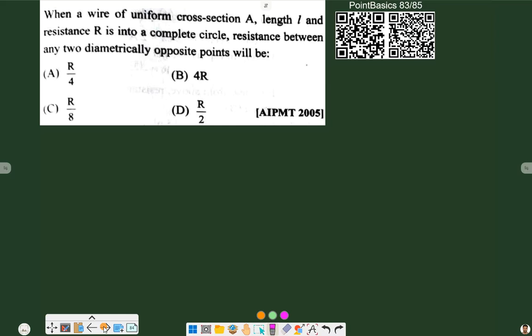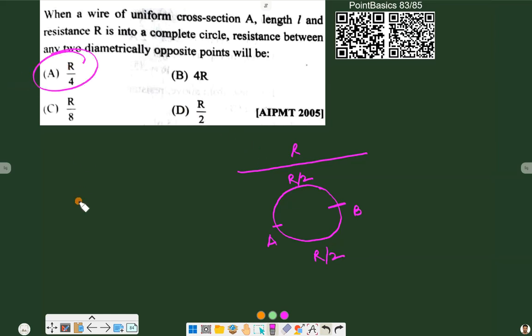Next one, a uniform wire, cross section A, length L, resistance R, is bent into a complete circle. Find the resistance between two diametrically opposite points. So the wire had resistance R. Now if we bend it to make a circle, suppose these are two diametrically opposite points A and B. So we have half wire on the top, half wire on the bottom. Resistance of the upper half is R by 2, for the lower half it is R by 2. And now if we have two resistances of value R by 2 in parallel, their combined resistance comes out to be R by 4.